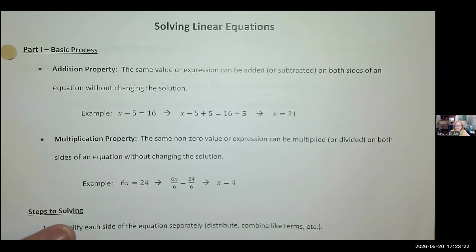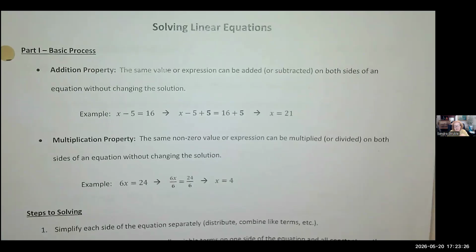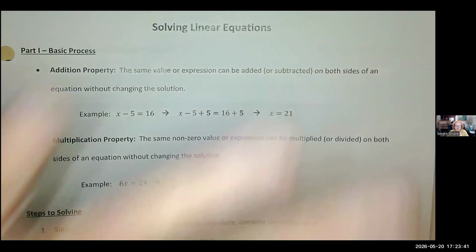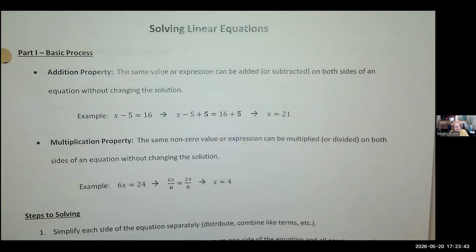Hey, y'all, let's get solving of linear equations. We're going to start with the basic process. I'm going to make multiple videos here for you. And as you're going through this, there's a couple things I want to give you a heads up on. There's some things on the paper that I'm going to change and be like, oh, don't do this. It's not good math. We'll call it etiquette.